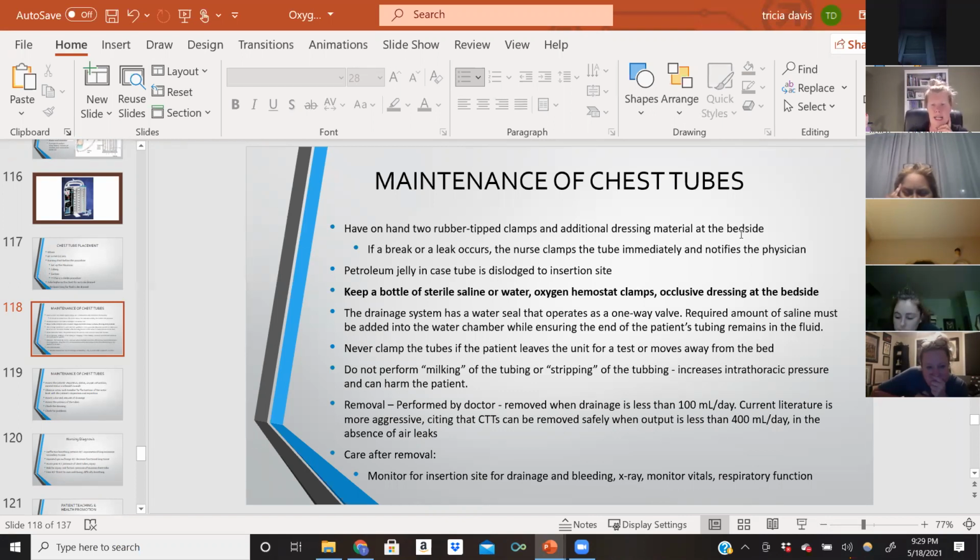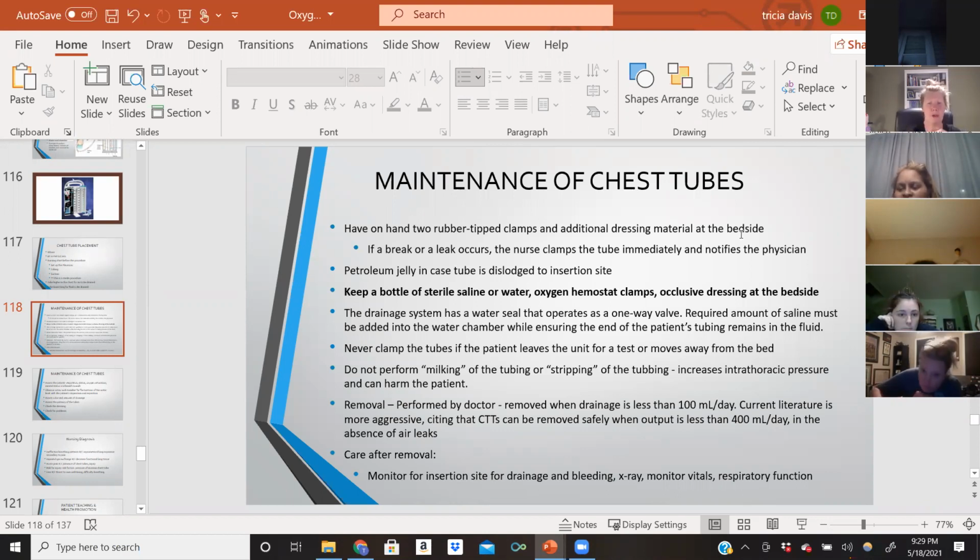You never want to clamp the tube if the patient leaves the unit for a test or moves away from the bed. So you need to make sure that they have extra tubing so that they can pick it up and carry it into the restroom. And I tell them, if you don't think that you can manage the tubing and go into the bathroom, call me, call the tech. One of us will hold it and help you get to the bathroom, because I don't want them to come and be like, hey, here's my chest tube. That's bad news. And if they're going for a procedure, the chest tube goes with them.